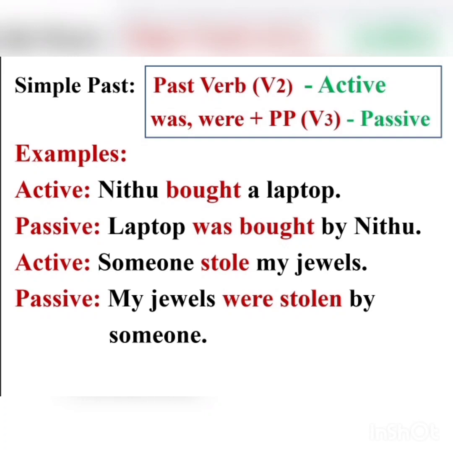Nithu bought laptop. Here the subject is Nithu and the object is laptop. And the verb is in the past form. So the passive will be: laptop was bought by Nithu. Next sentence is: someone stole my jewels. Someone is the subject, stole is the verb, my jewels is the object. Here my jewels is plural. So: my jewels were stolen by someone.